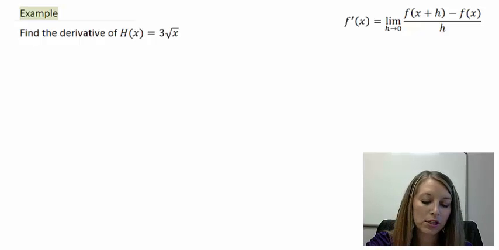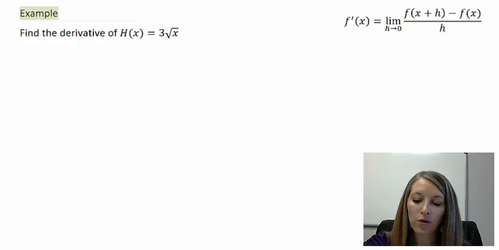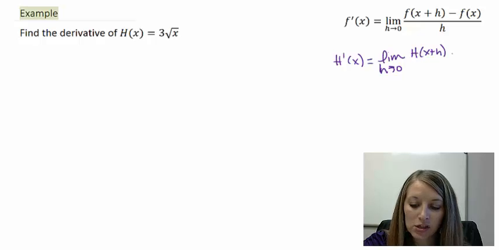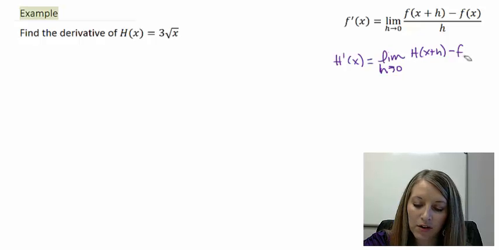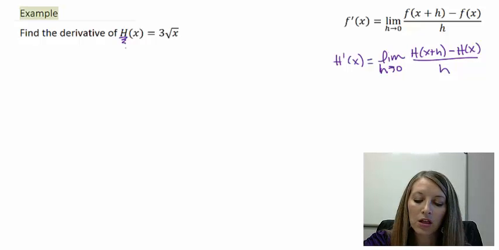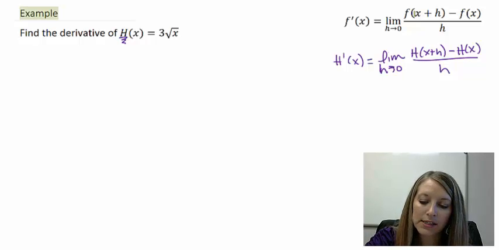Okay, the first thing I'm going to do is switch my notation over here on the right. Every time I see an f, I'm going to replace it with an h. So I have h prime of x is equal to the limit as h goes to 0, lowercase h, of h of x plus h, sorry about all the h's here, but we'll get it figured out, minus h of x all over h. So capital H's relate to my function, and lowercase h's, we know that's part of the formula.